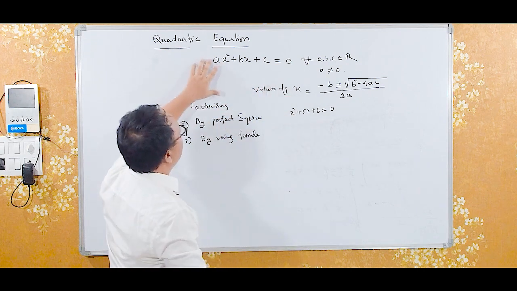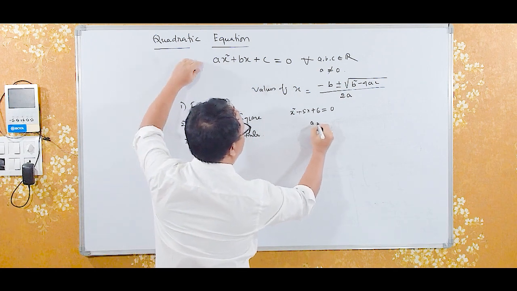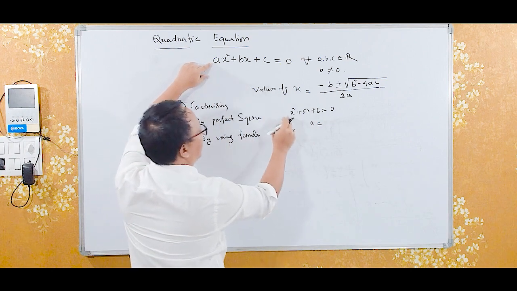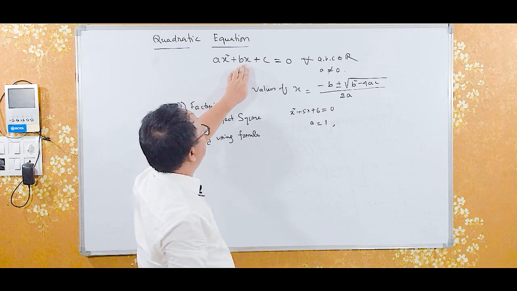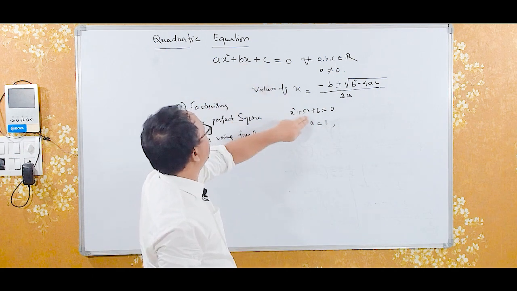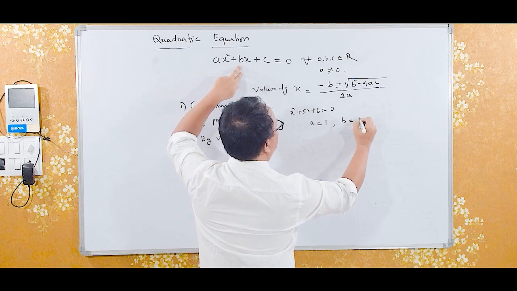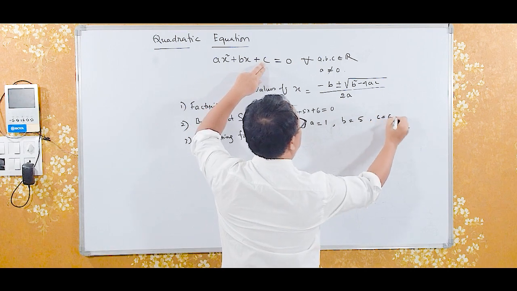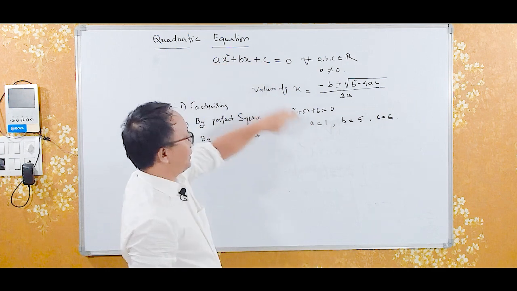Now if we compare these two equations, here we have a equals to what? a is the coefficient of x square. Coefficient of x square in this equation is 1. Now here in this bx, let's compare with 5x. Therefore b becomes 5, and constant term c becomes 6. So compare this equation with this, and you are getting all constants.